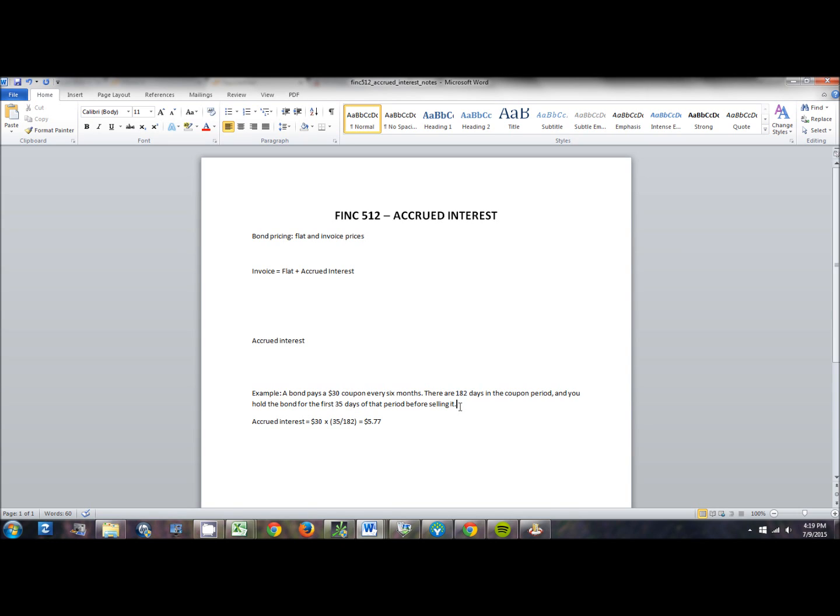So that is it. That is all there is to accrued interest. As I said, it's a pretty simple concept, and I really tried to give you a pretty thorough explanation of how this relates to bond pricing and how it manifests itself when selling a bond after you own it for some period of time.